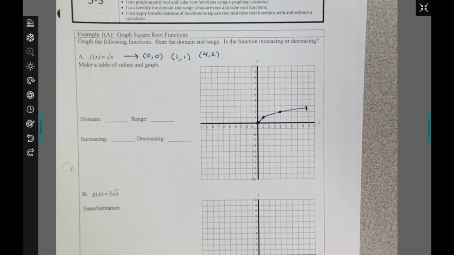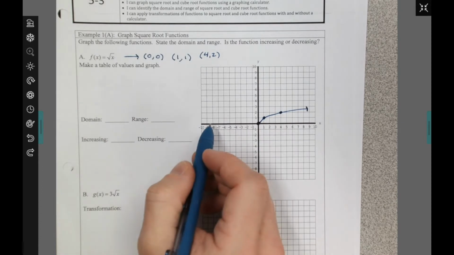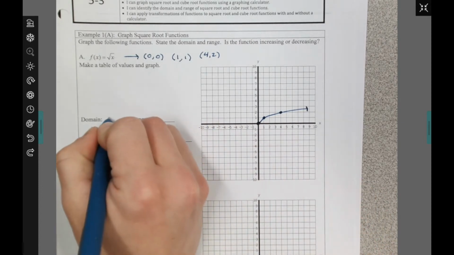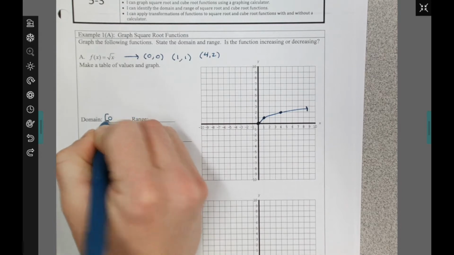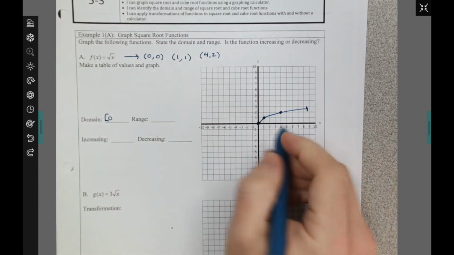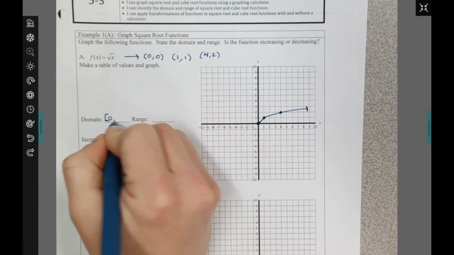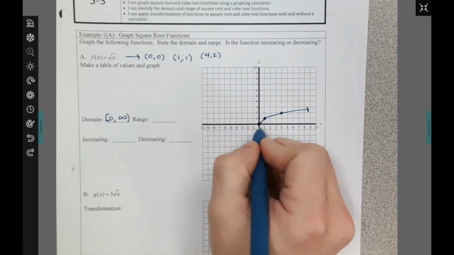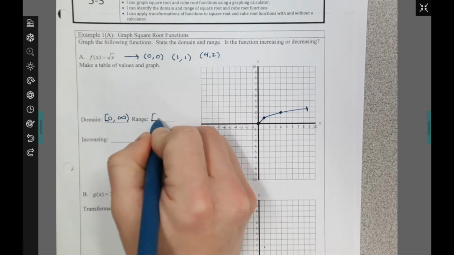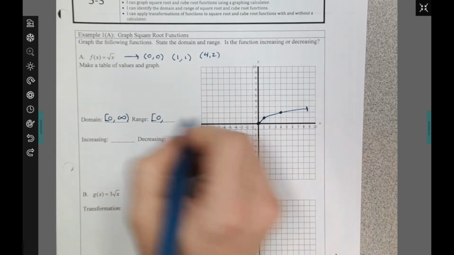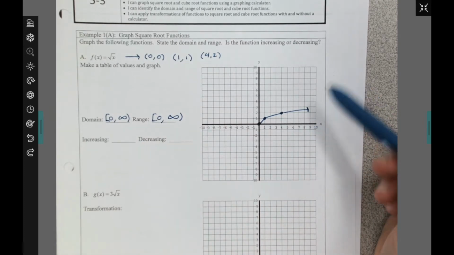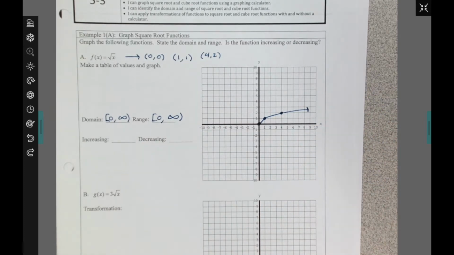From here, we want to answer some key pieces of information, domain and range. Domain is your x value, so you start with your smallest x value, 0. Since I touch 0, it's a bracket, and then it goes to the right forever, so we are going to infinity. Range, start with your lowest y value. In this case, that is 0 as well. Actually going up forever, so we're going to infinity.